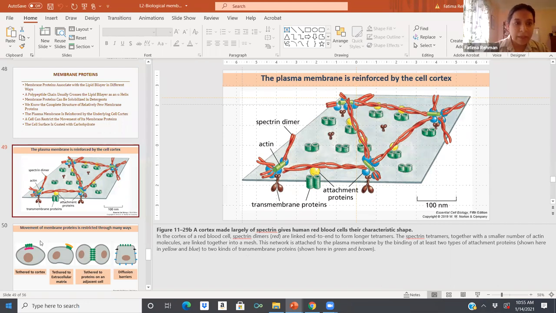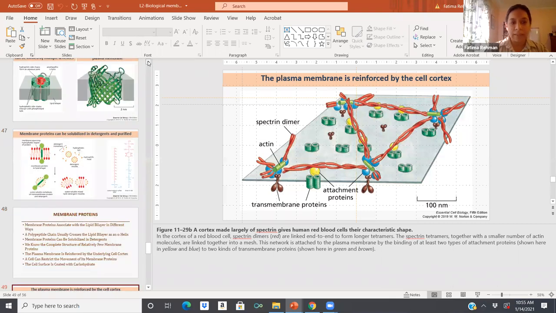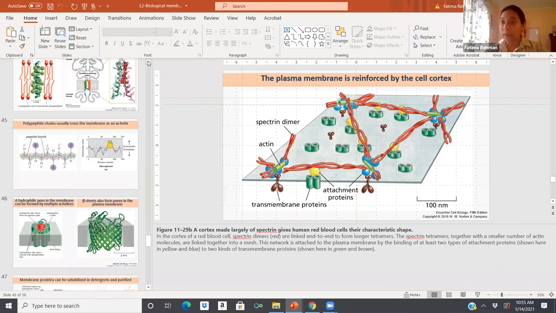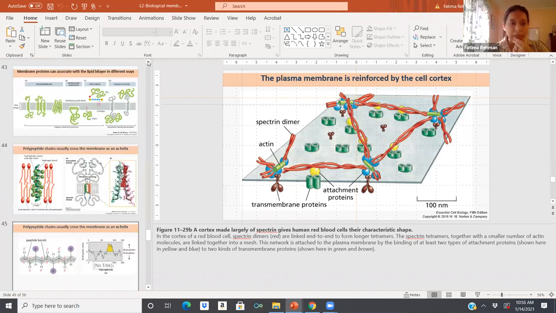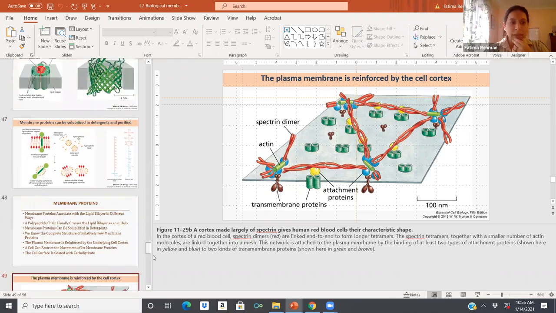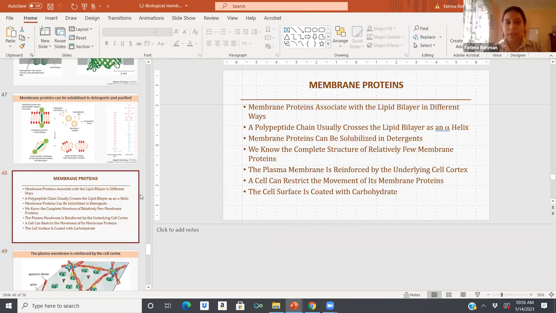Okay, so in the lecture that I've posted online, I've gone through the last couple of slides that were left over. So I'm going to go ahead and start off by reviewing membrane proteins and then going into how it is that the membrane is kept the way it is, okay?